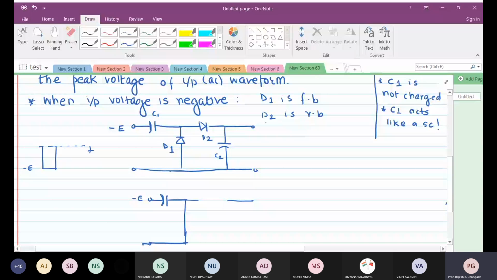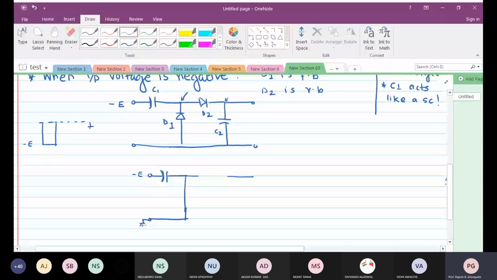Because look at the anode voltage, and look at the cathode voltage. So D2 will be reverse biased, so it is out of the picture. In fact, there is no output here. The output is disconnected, so this capacitor and all those things are even out of the picture for the first cycle.